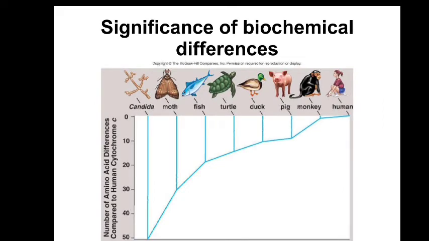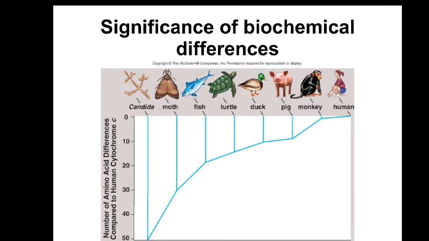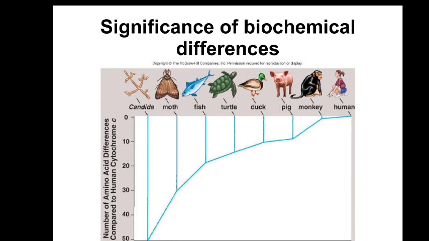Significance of biochemical differences. Compare the number of amino acid differences compared to human beings in organisms like fish, turtle, duck, pig, monkey, and human. There is a difference in the number of amino acids compared to humans. Amino acids number 20.